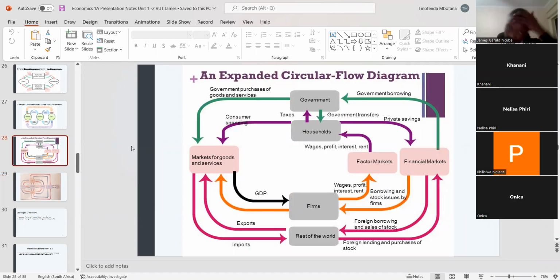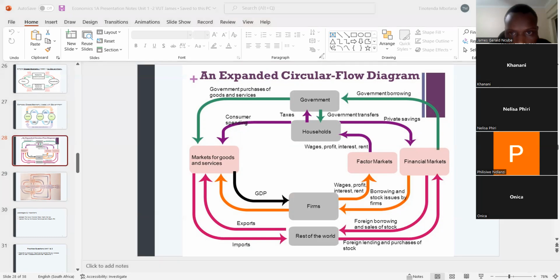All right, but basically the same concept. So let's check the role players. How many role players do we have? We've got one, government here. We've got two, households here. We've got three, firms here. We've got four, foreign sector here. You see, we've got four key players.